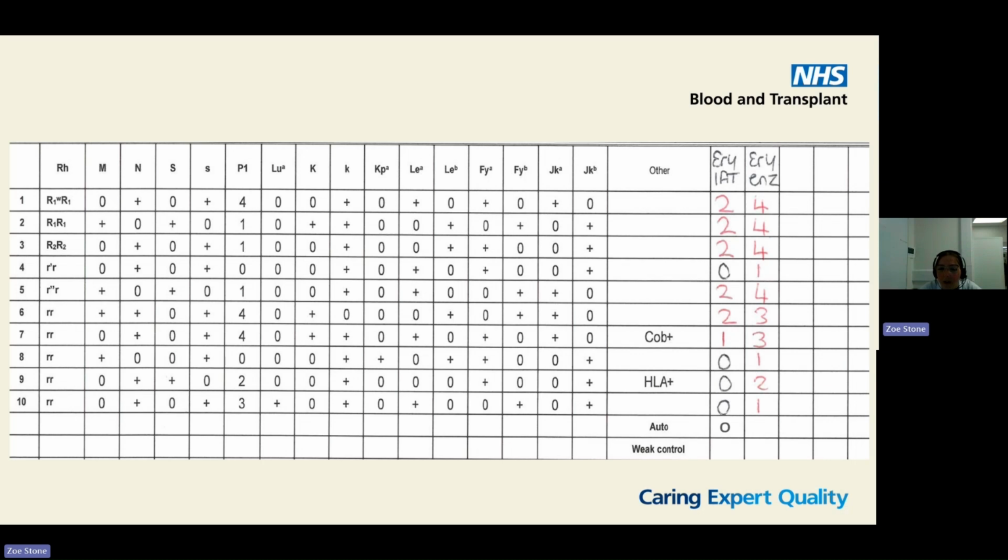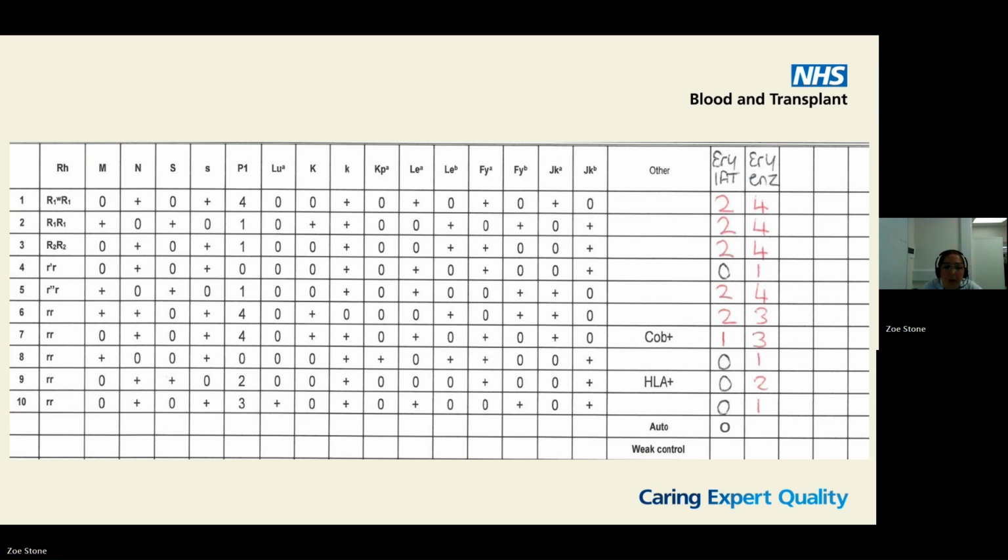But I just said the patient's an RO, so that would be strange if they had an anti-D. The auto's negative, so it doesn't really look like an auto anti-D. If it was reacting at 2+ by IAT, I'd expect to see that coming up in the auto control as well.